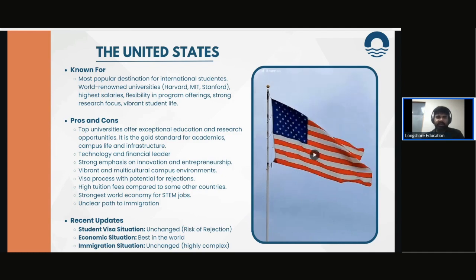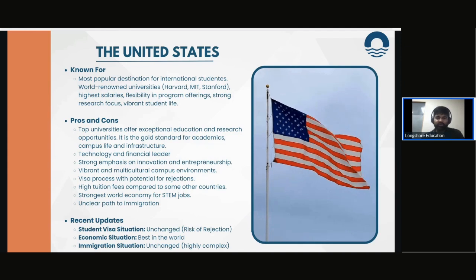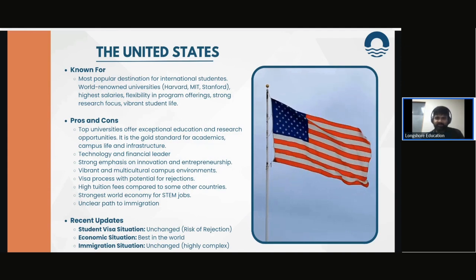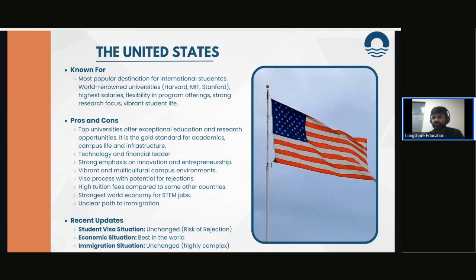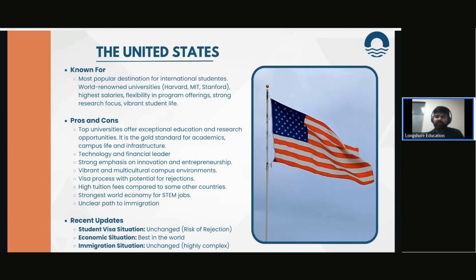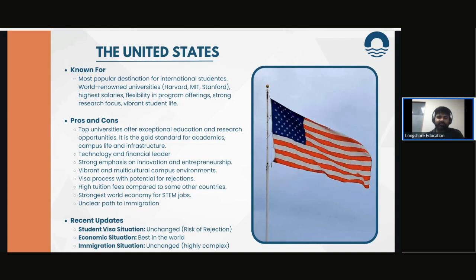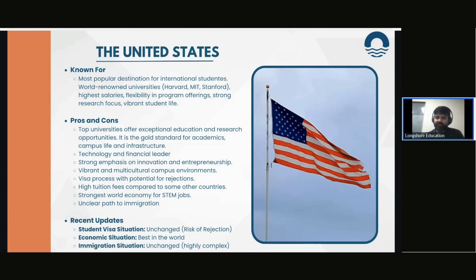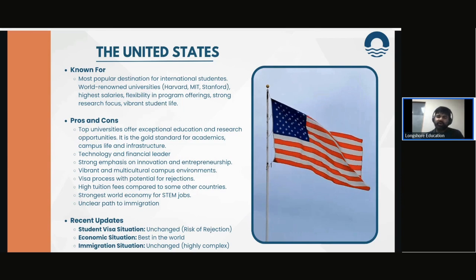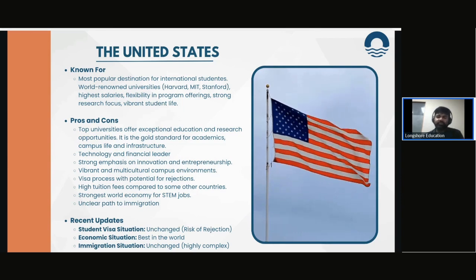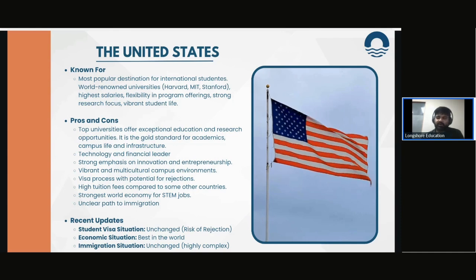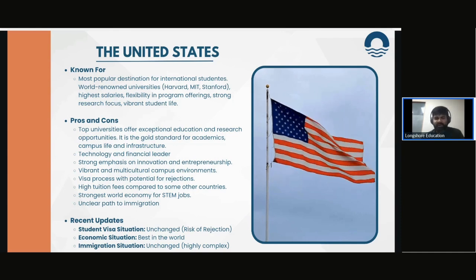You've got Silicon Valley, you've got world-renowned universities like Harvard, MIT, Stanford, the Ivy League. You've got the highest amount of flexibility in the program offerings. If you are a high school student, and I know there are a couple of undergraduate students over here, if you don't know what to do, the flexibility of the United States in academics is really unmatched. You can actually switch your major up to 2 years in, even 3 years into your undergraduate career.